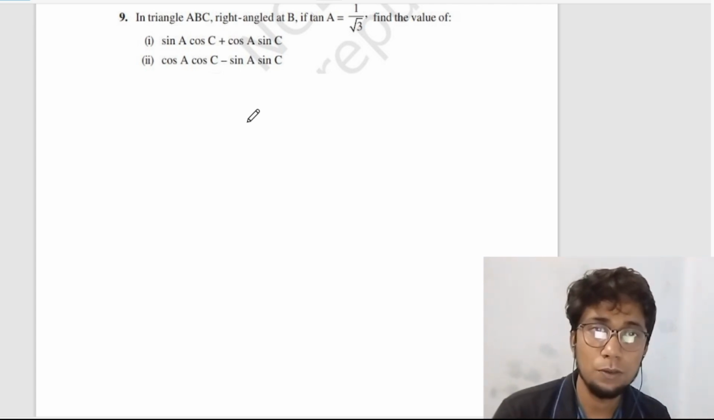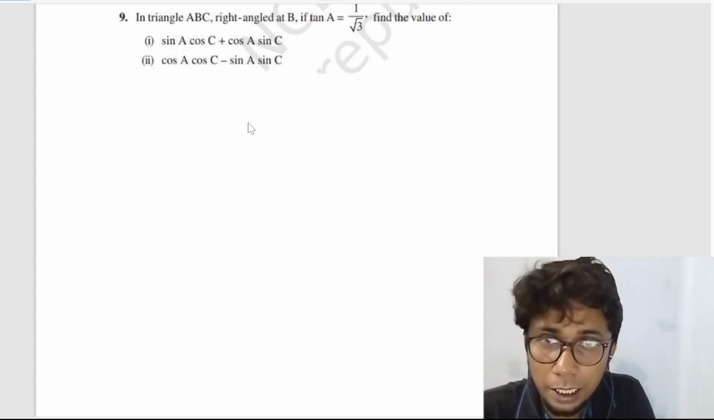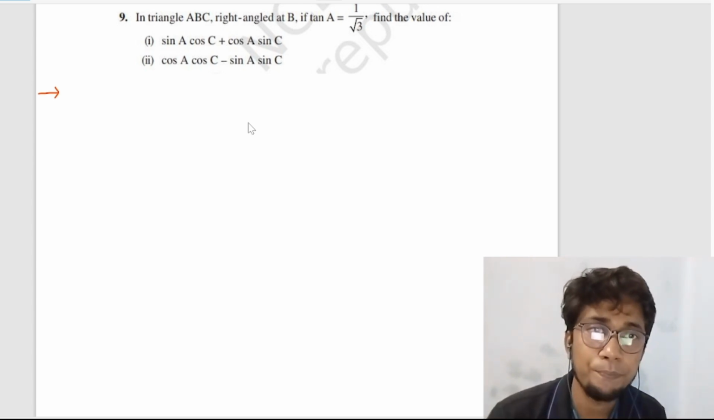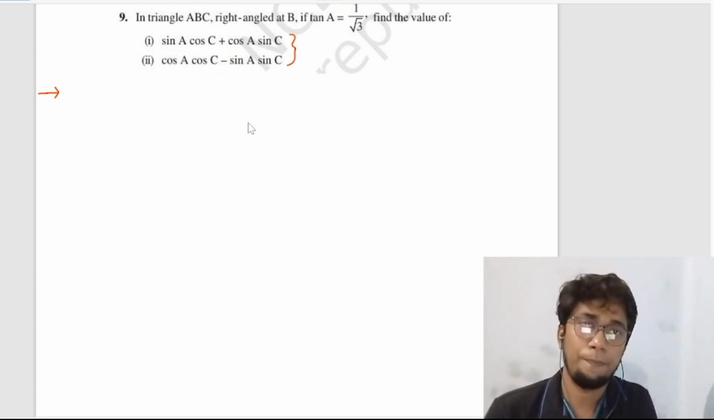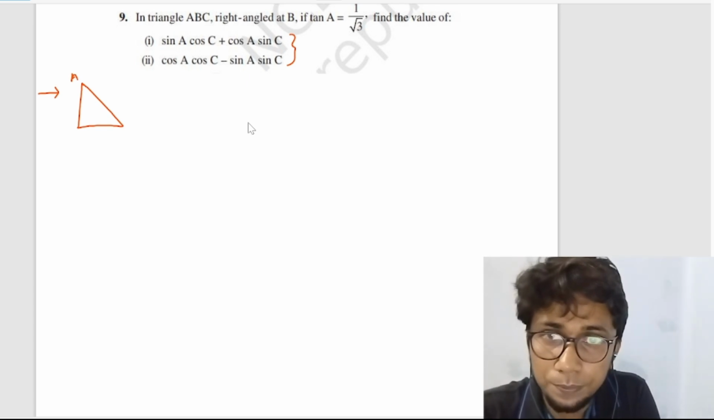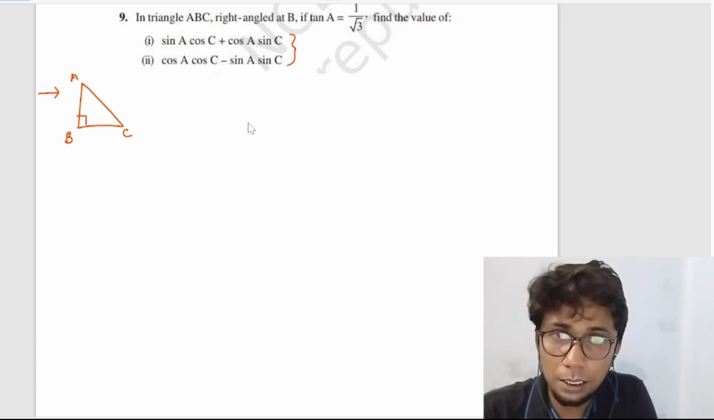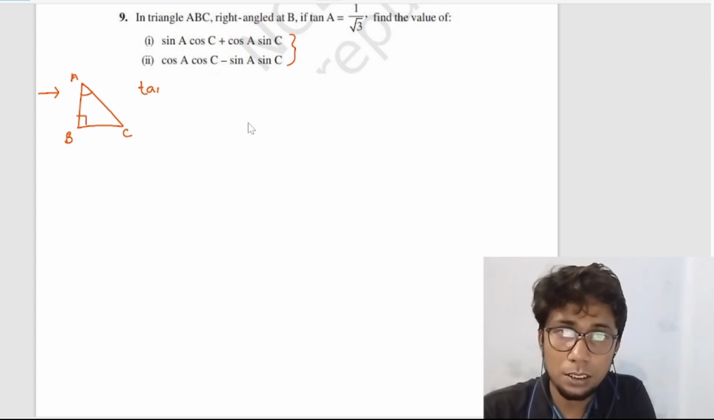What is it? You are given that in a triangle ABC, which is right angled at B, you have given the value of tan A, right? And you have to find the value of these expressions. What are you given? A triangle ABC that is right angled at B, and this angle is under consideration. First, tan A is what? 1 over root 3.